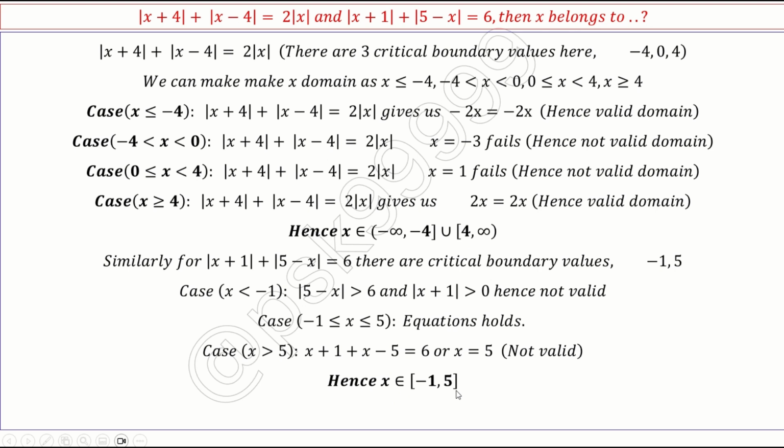So from these two domains I can derive that my final domain for x is between 4 comma 5 inclusive. Okay, that's the answer.